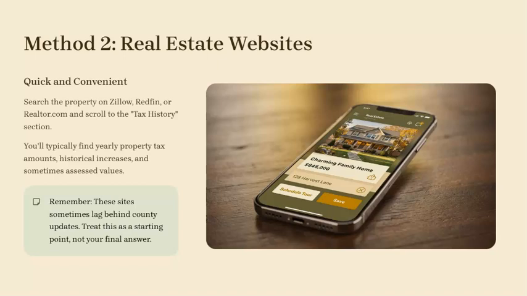Method 2. Real estate websites. Quick and convenient. Search the property on Zillow, Redfin, or Realtor.com and scroll to the tax history section. You'll typically find yearly property tax amounts, historical increases, and sometimes assessed values. Remember, these sites sometimes lag behind county updates. Treat this as a starting point and not the final answer.